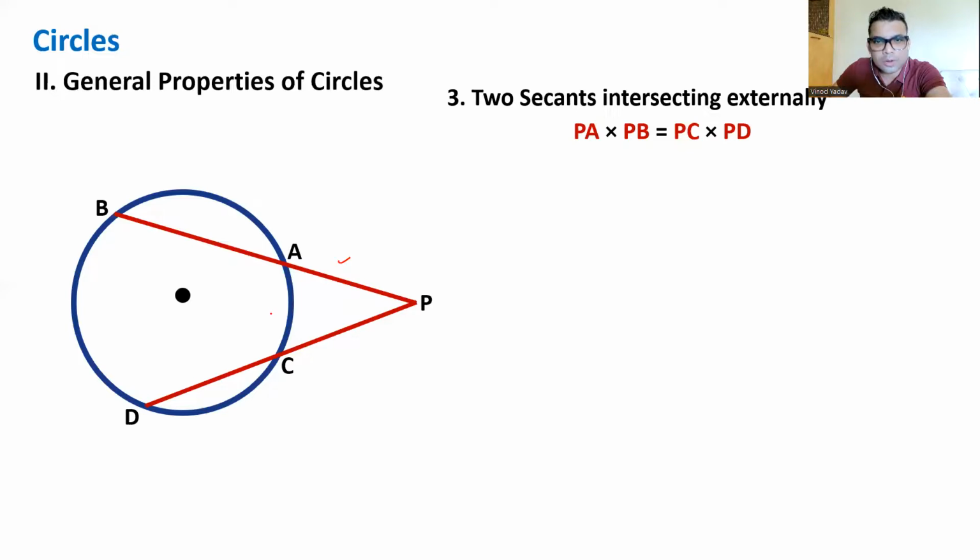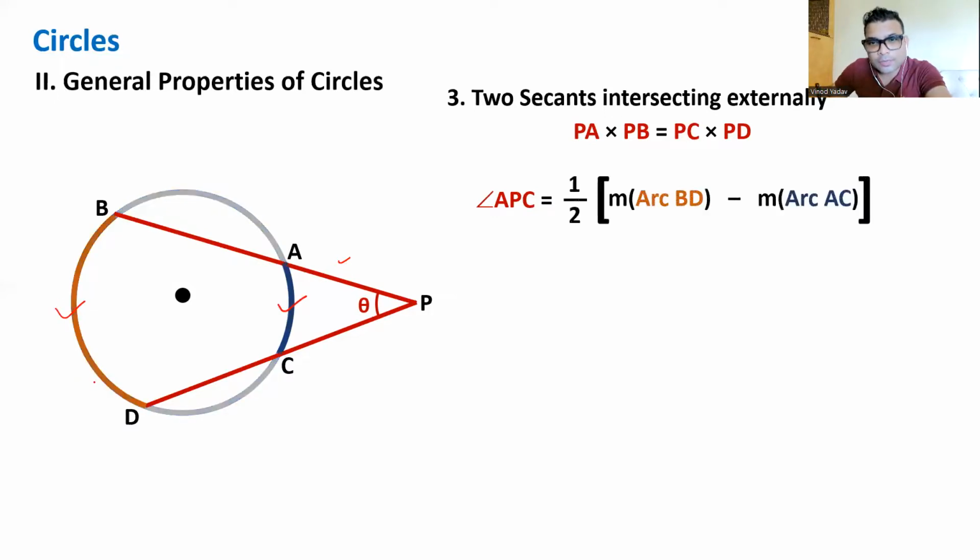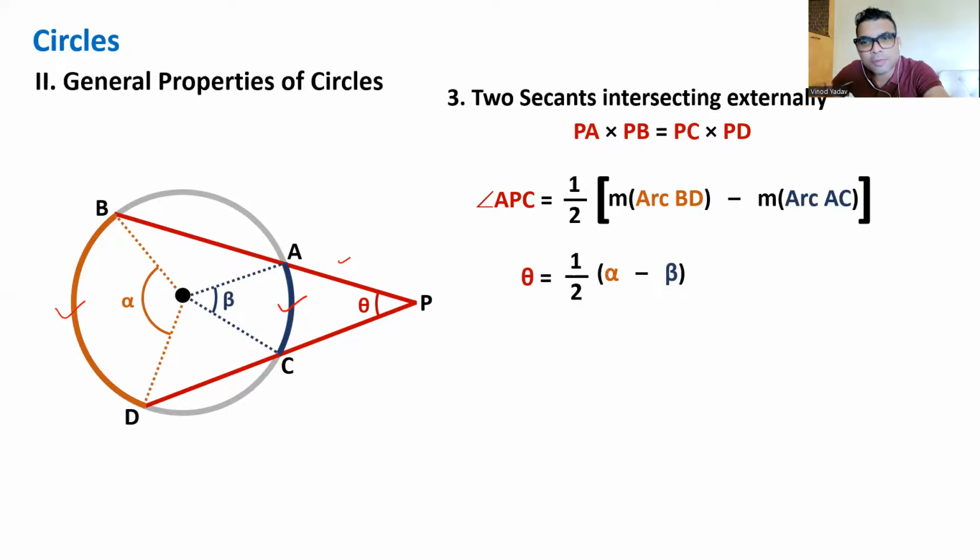Similarly, the next point is about the angle. How do I find the angle between these two secants? Can you see these two secants have enclosed two arcs, arc AC and arc BD? So it is the difference between the measures of those arcs, and half of that. Can you recall what the measure of an arc means? The angle subtended by the arc at the center. Check this. So here the measures are alpha and beta. So alpha minus beta, the whole divided by 2.